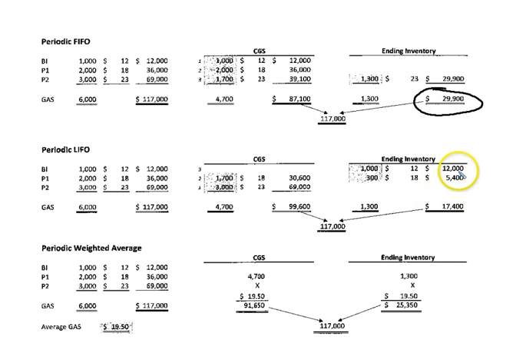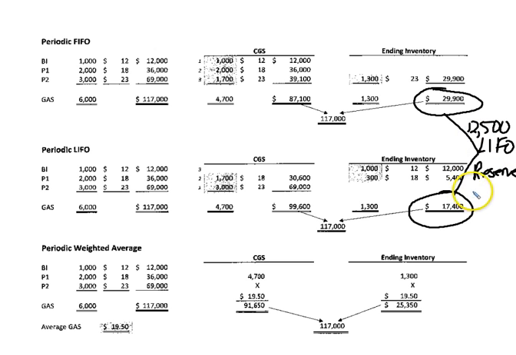Now, that's for internal, but for external purposes, what if we wanted to use LIFO? Well, the difference there would be $12,500. That $12,500 would be called LIFO reserve. Again, LIFO reserve is really just the difference between our internal records and what we report using LIFO. So it's just the difference.